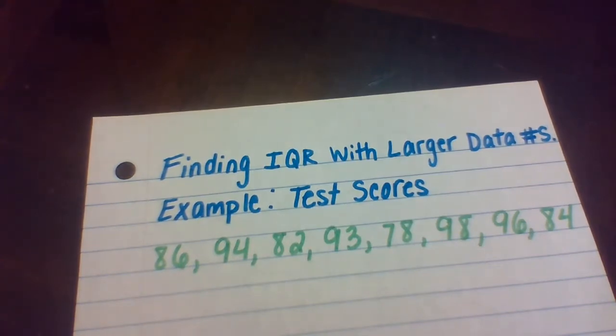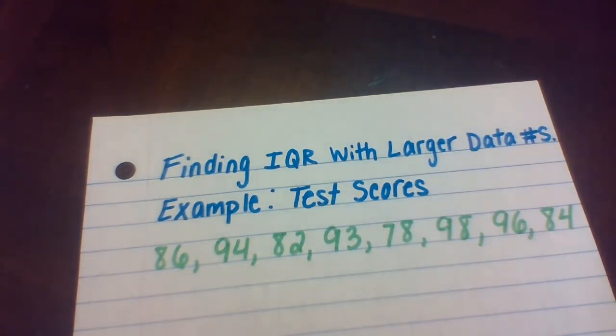So if we had a student's test scores and we wanted to find their IQR, we have 86, 94, 82, 93, 78, 98, 96, and 84. So this is a student that typically does very well on their tests. And what I need to do first is put this data in order from least to greatest.